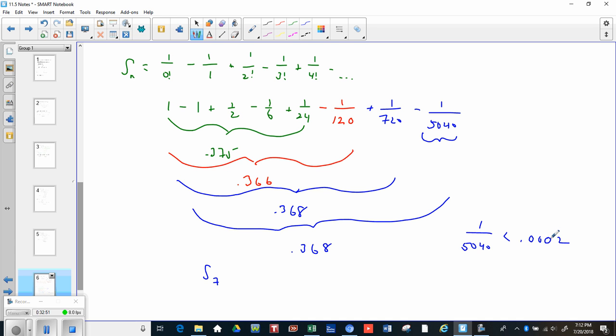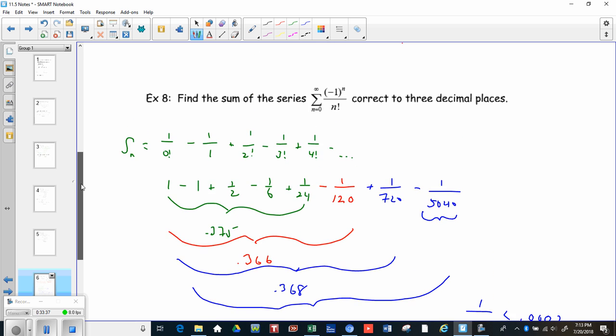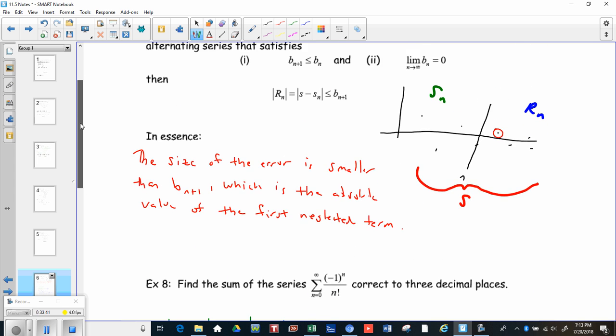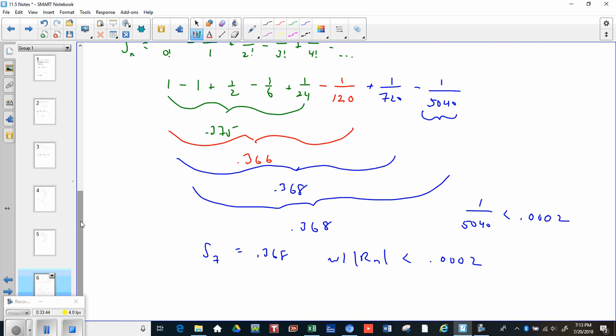0.0002. And what you should see is that the third 0 here means it's not going to affect this spot right here. So that means that I could have just looked at this term right here and said, oh, well, this term is 1 over 5040. It's 0.0002. It's not going to affect my third spot because I'd be adding 0 to the next number. So in this case, this is the first neglected term. So my sum is 0.368 with an error or remainder of less than 0.0002. Okay, not necessarily the easiest concept, but hopefully you'll get to understand it. You're going to have to do a couple of practice problems on these, I'm sure. So there is the alternating series error or remainder theorem.